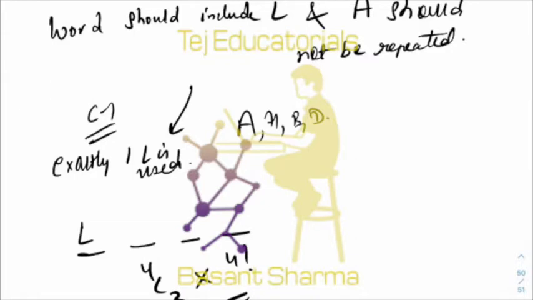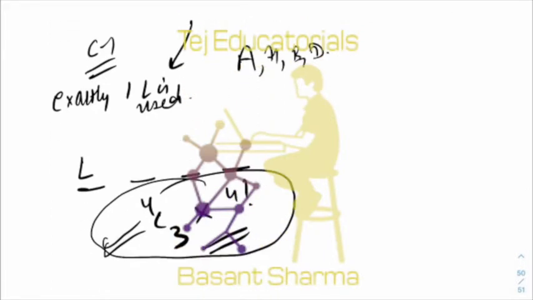Now note that when we select any three out of them, it's clear that A is not being repeated. It's not given that A should be used. It's just saying that whenever A is used, it should not be repeated. So that means A is used at most once, and this calculation takes care of all those things. So in this case, 4C3 into 4 factorial, exactly one L is being used and A is not being repeated. Case 2, exactly 2 L's are being used.